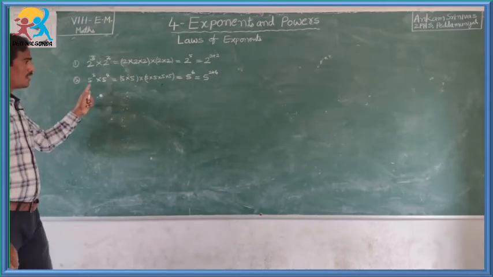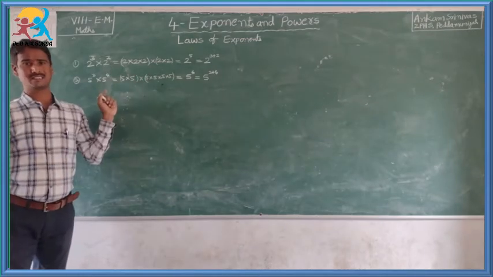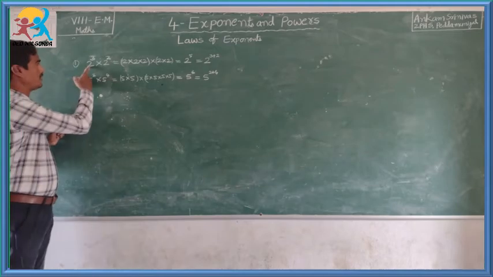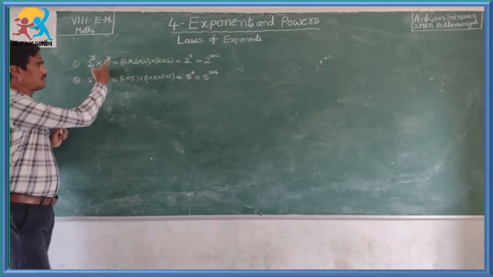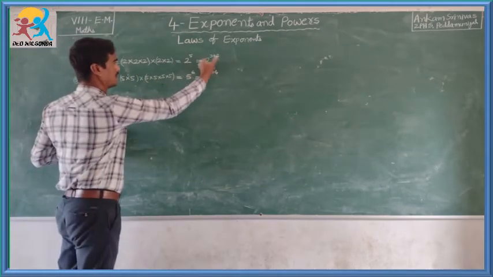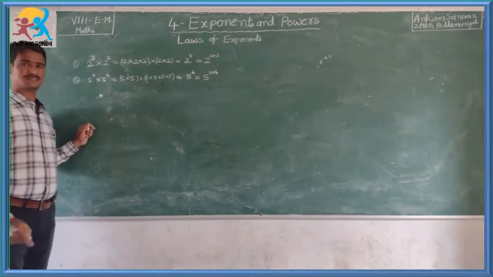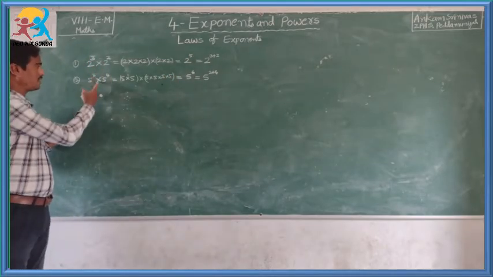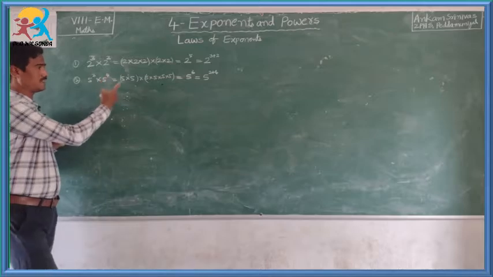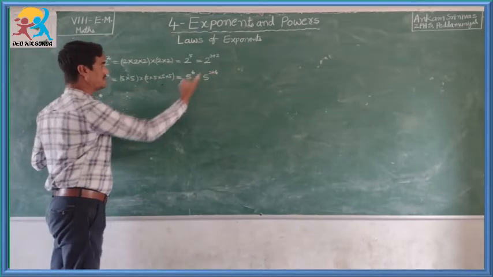So what do you observe here? 2 power 3 into 2 power 2 equal to 2 power 3 plus 2 equal to 2 power 5. 5 power 2 into 5 power 4 is equal to 5 power 2 plus 4.